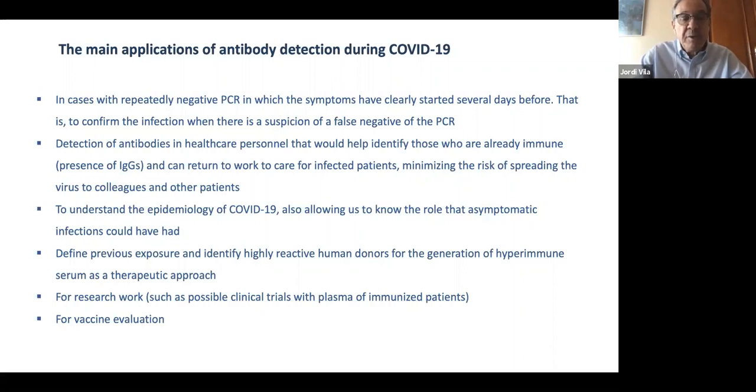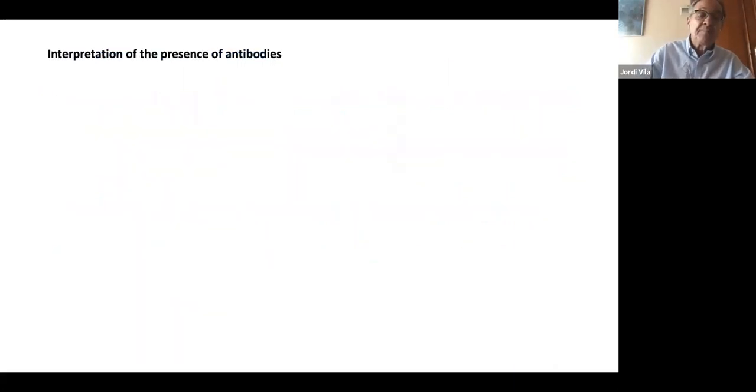Another application will be to define previous exposure and identify people with highly reactive sera who can be used as human donors for hyperimmune or immune therapy. For research work, of course, clinical trials with plasma of immunized patients, or also, of course, for vaccine evaluation.